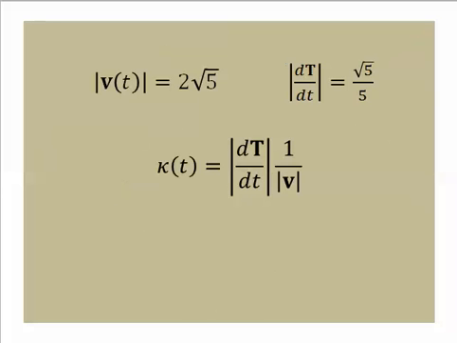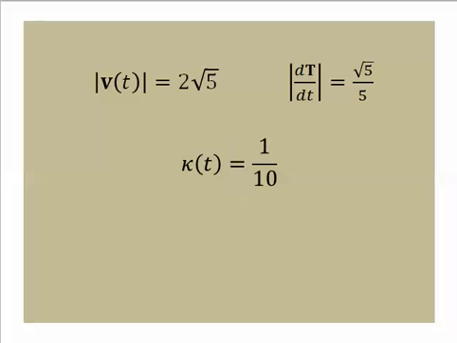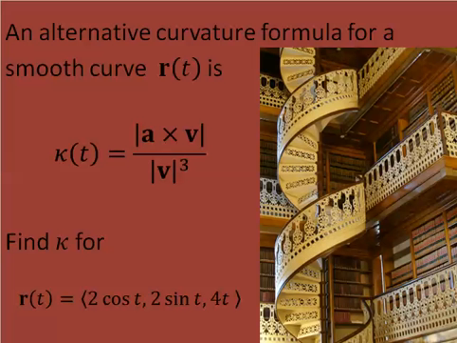All right, almost done. We just need to put it all together. How about 1/10? Did you get that? Now that's a rather low number, probably due to the fact that we're going up while we're going around and around. This formula is sometimes a little bit easier to use, so let's run through the problem again using cross product this time. Same problem, different approach.